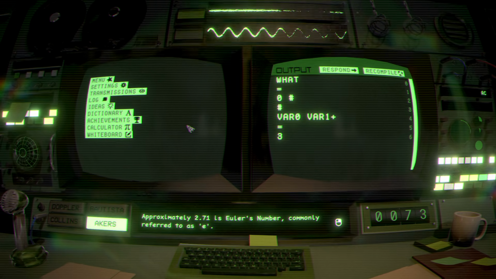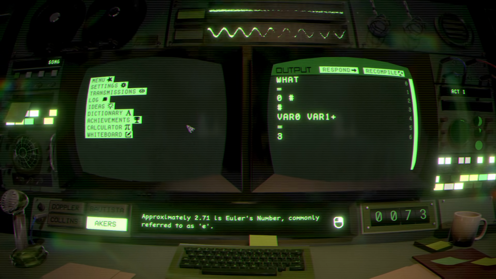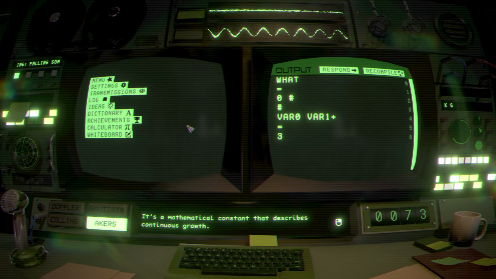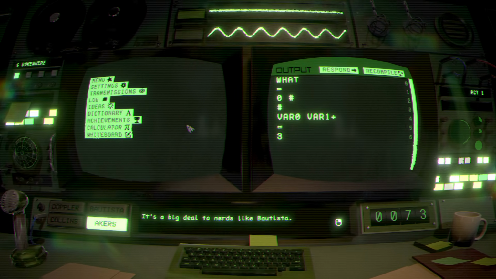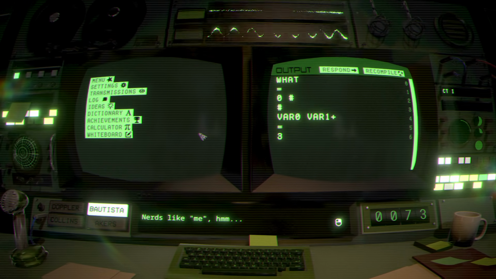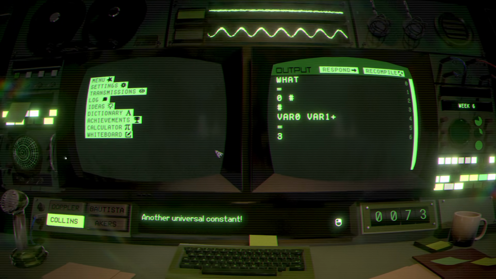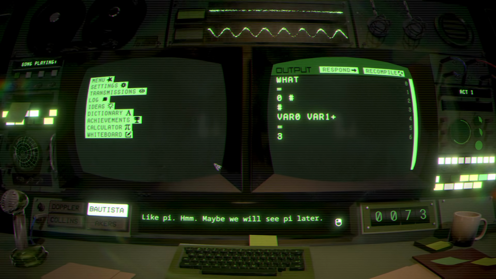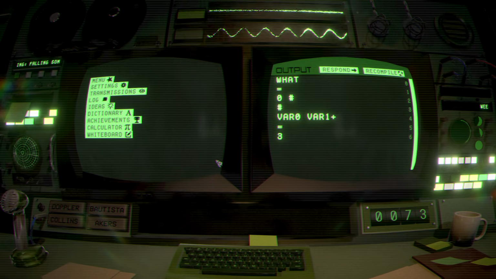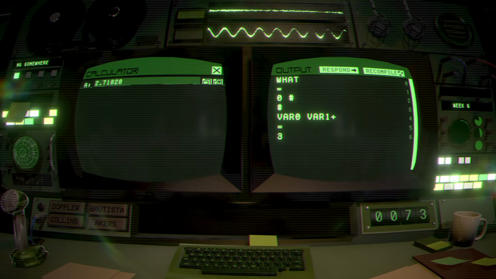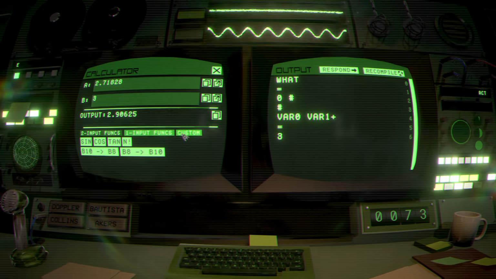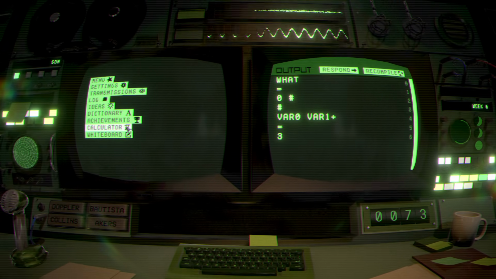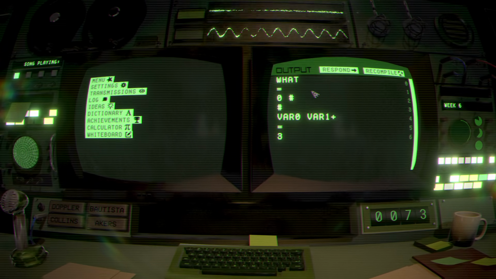Euler's number. Approximately 2.71 is Euler's number, commonly referred to as E. A mathematical constant that describes continuous growth. Oh, interesting. It's a big deal to nerds like Batista. Nerds like me. Another universal constant. They're throwing us a bone, something familiar to us, like pi. Maybe we'll see pi later. Interesting. Very interesting. And I did notice in the clipboard... Oh, maybe not. I just saw they had pi as representing the clipboard.